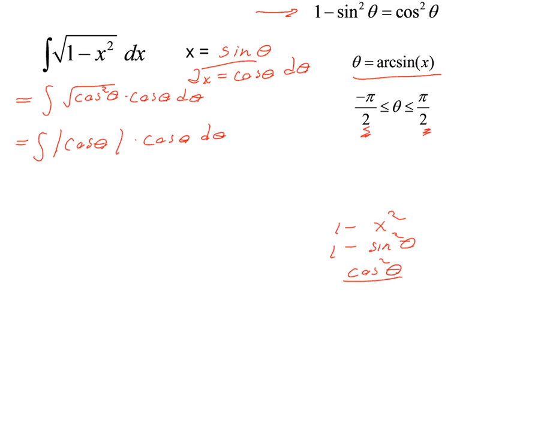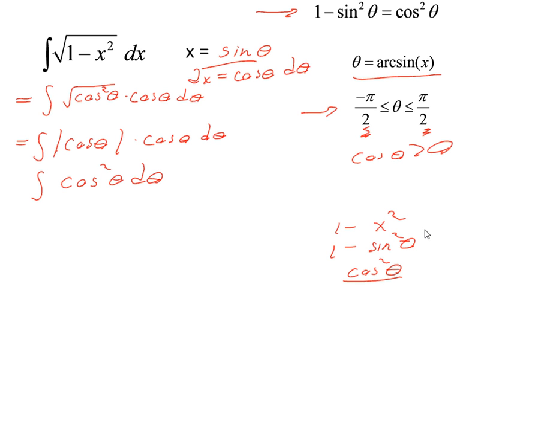And this is the reason for looking at the principal values. If theta is limited to negative pi over 2 and pi over 2, then the cosine theta is always going to be greater than 0. In other words, we're between quadrants 1 and 4, so cosine is always going to be positive. And if cosine is always positive, I can drop this absolute value, and I'm going to have cosine times cosine, so I get cosine squared theta d theta. Well, how do I integrate that?